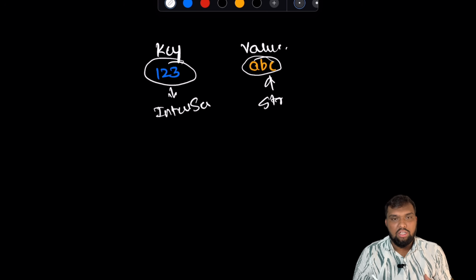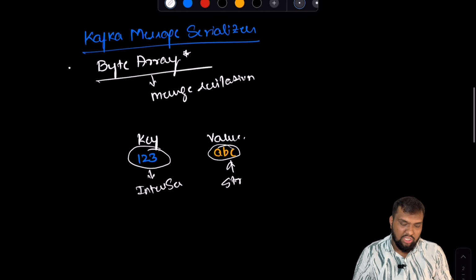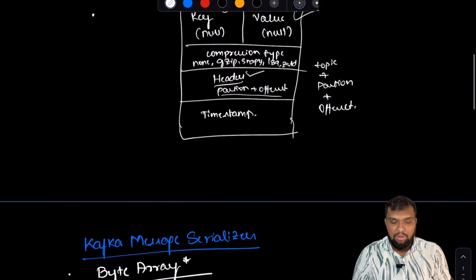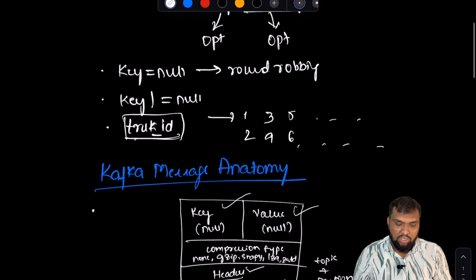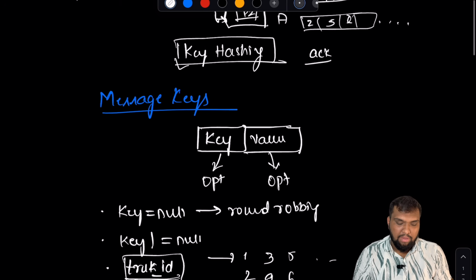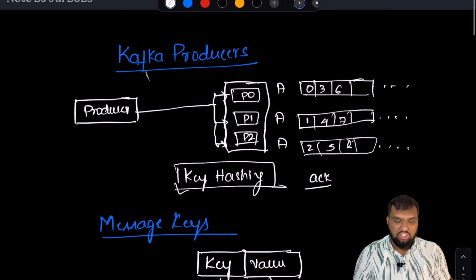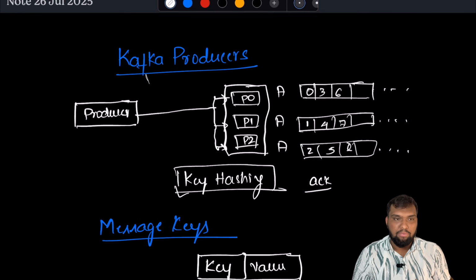So that's about the message key, how things work behind the scenes, and Kafka message serializers. We also talked about the anatomy of the message. We understood the message keys and what Kafka producers are.